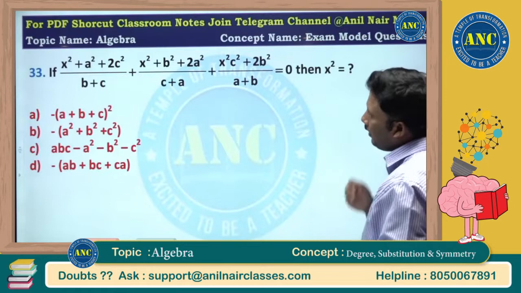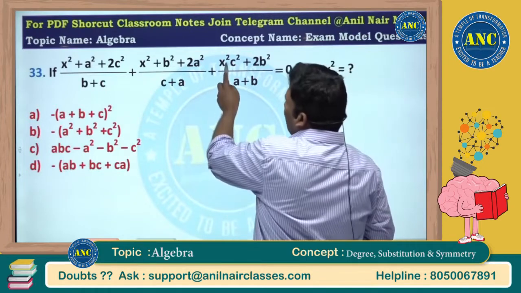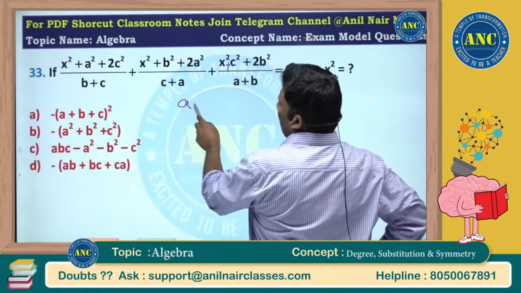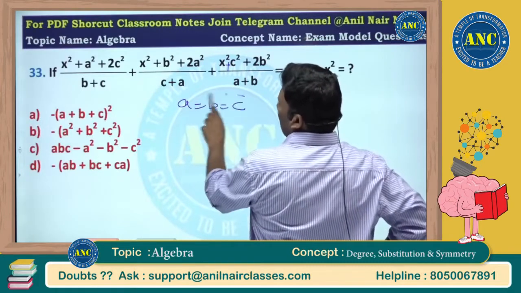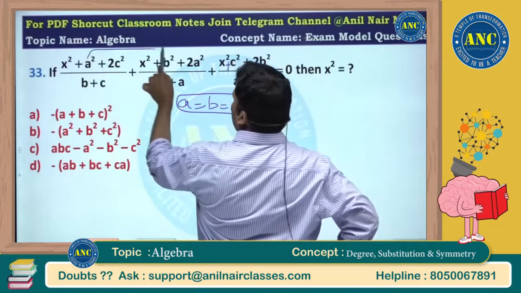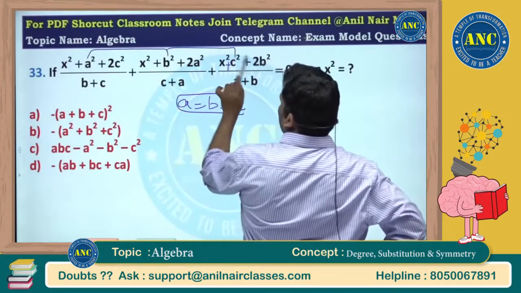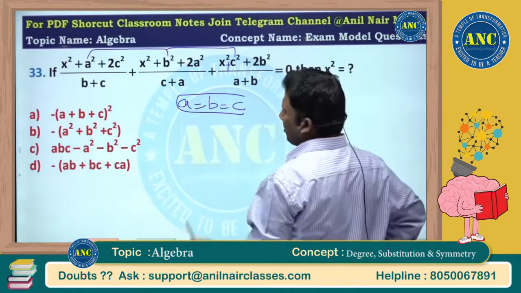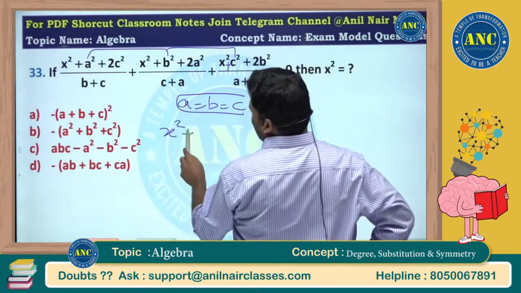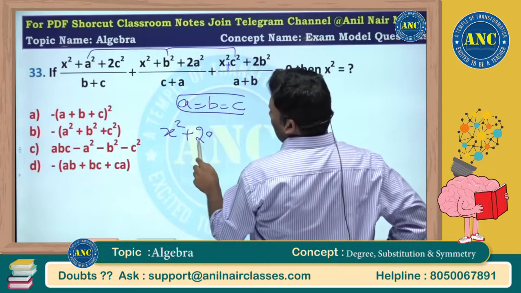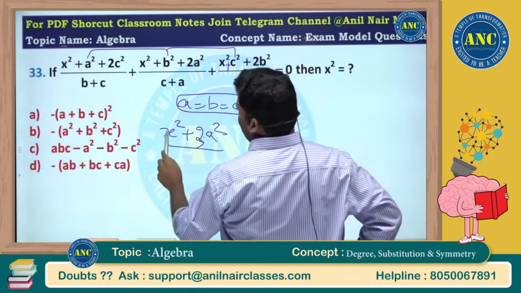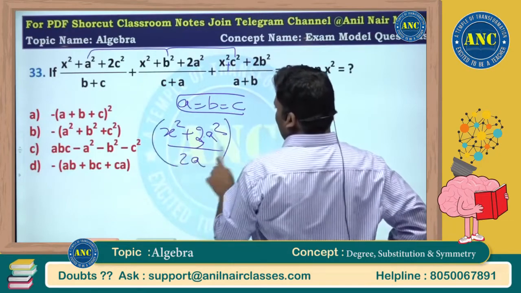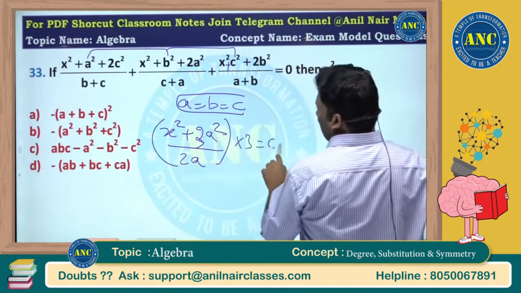32nd. Again, x square plus c square it is. You understood the approach. Make A equivalent to B equivalent to C. If you see here, A is replaced with B, B is replaced with C. It is a symmetric function. So x square plus A square plus A square, 3A square divided by B plus C. It is 2A into 3 equivalent to 0.